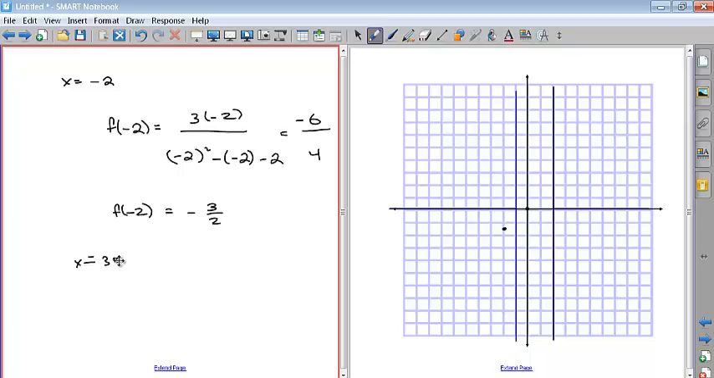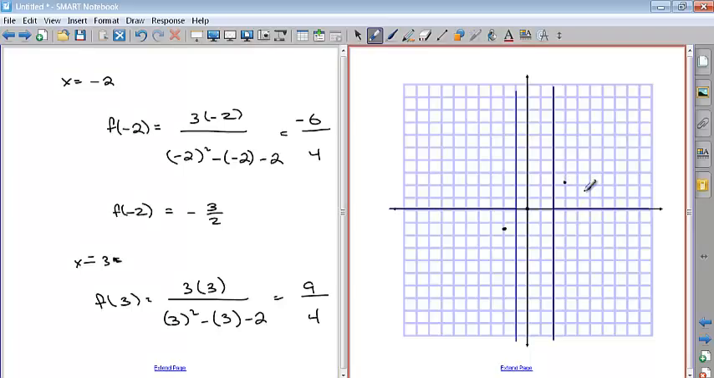Okay, so what we want is f of 3. So that'll be 3 times 3 divided by 3 squared minus 3 minus 2. So this is x squared minus x. So you get 9 divided by, so you have 9 minus 3 minus 2, it's just going to be 4. 9 minus 5 is 4. So you get 9/4. So if we go over 1, 2, 3, 9/4 is going to be about, that's 8/4, 9/4 is going to be about there, which again places it in this quadrant. So now it does go along with what I said.